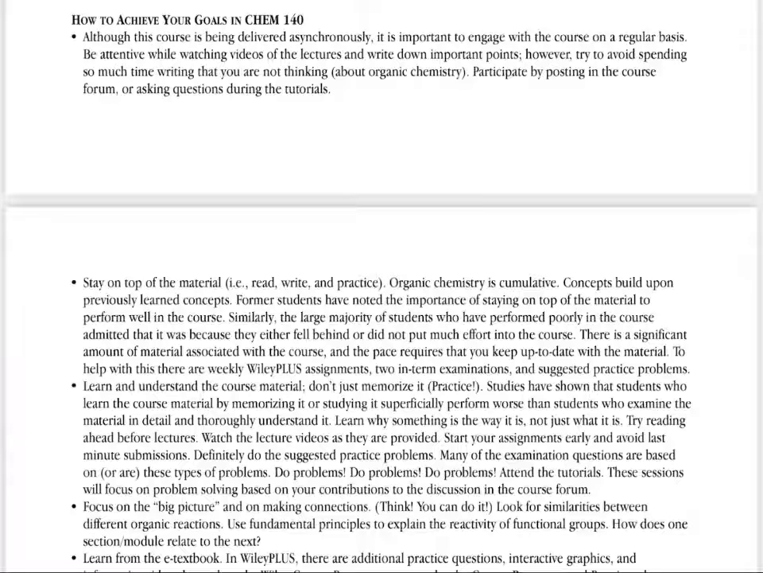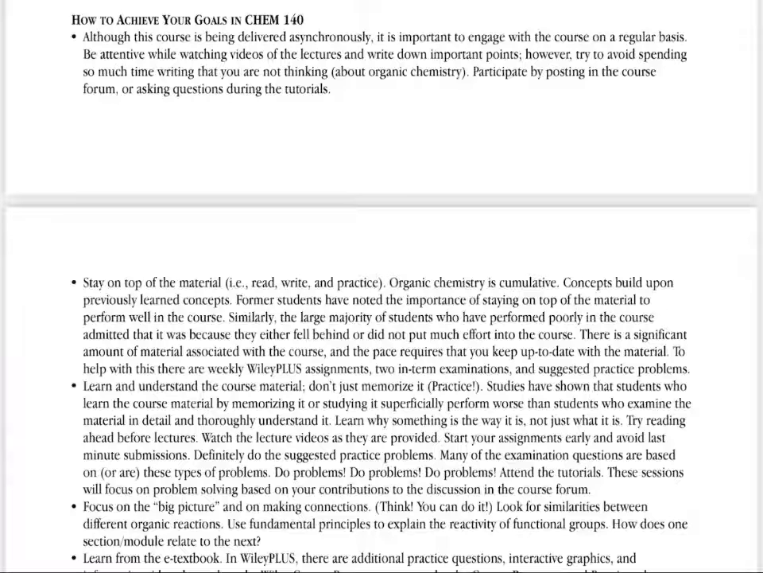There is a significant amount of material associated with the course, and the pace requires that you keep up to date with the material. To help with this, there are weekly Wiley Plus assignments, 2 interim examinations, and suggested practice problems.